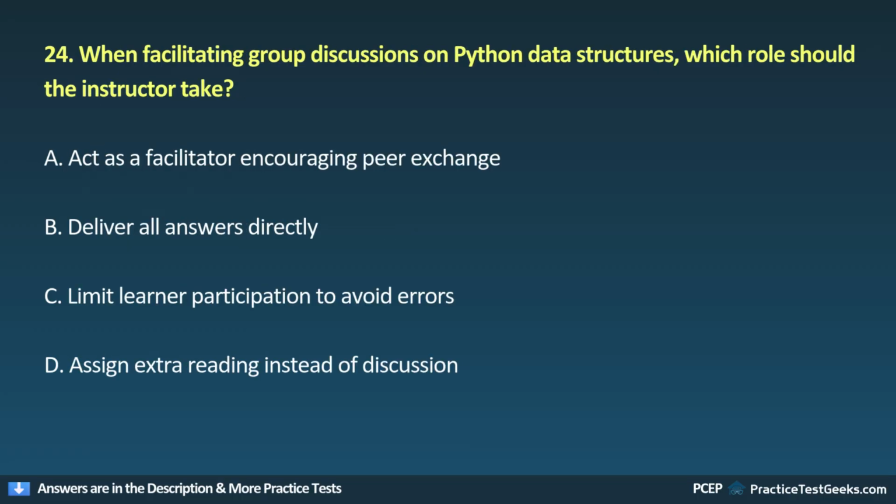24. When facilitating group discussions on Python data structures, which role should the instructor take? A. Act as a facilitator, encouraging peer exchange. B. Deliver all answers directly. C. Limit learner participation to avoid errors. D. Assign extra reading instead of discussion.